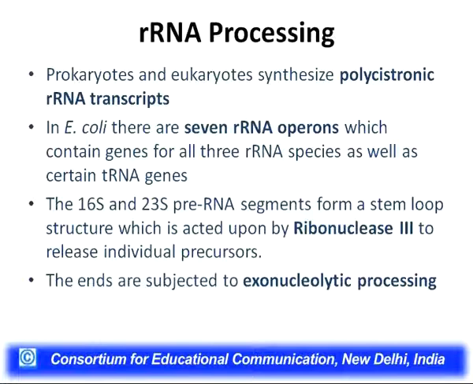This ribonuclease 3 recognizes this secondary structure of ribosomal RNA, which is a stem loop structure, and it cleaves those particular ribosomal RNA molecules, making them free from that particular polycistron, and individual precursors are formed. After these individual rRNA molecules are cleaved, they are subjected to exonucleolytic processing from the ends, and after this processing has been done, it leads to formation of mature rRNA molecules.